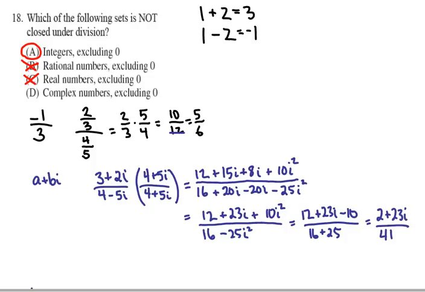And if I divide each term in the numerator by 41, I get 2 over 41 plus 23 over 41 times i, which is in the form a plus bi, and so I have another complex number. So complex numbers are closed under division.